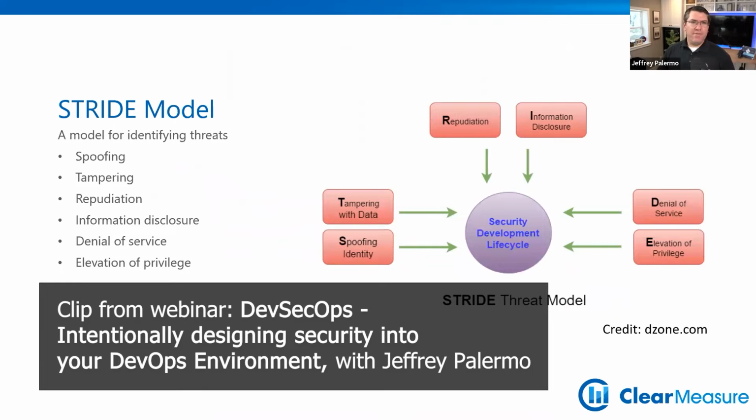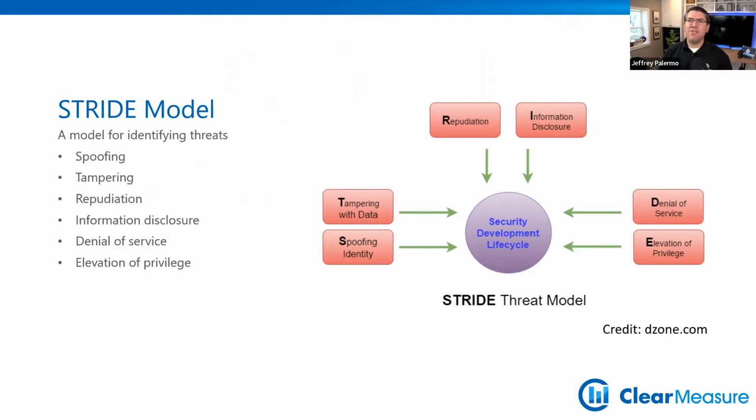All right, the STRIDE model. If you haven't heard of the STRIDE model, it's an acronym, and it's spoofing, tampering, repudiation, information disclosure, denial of service, and elevation of privilege. We could do a whole another 1 to 2 hour webinar just on the STRIDE model. So if you're not familiar with it at all, then just do some internet research, and I'm sure you'll find plenty of information about it.